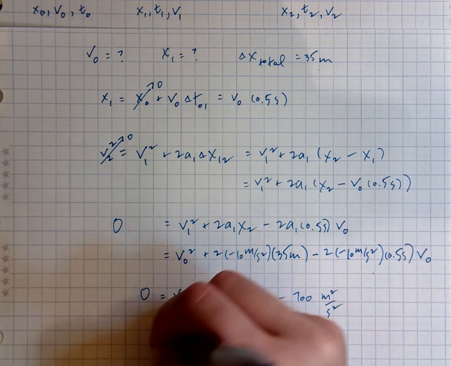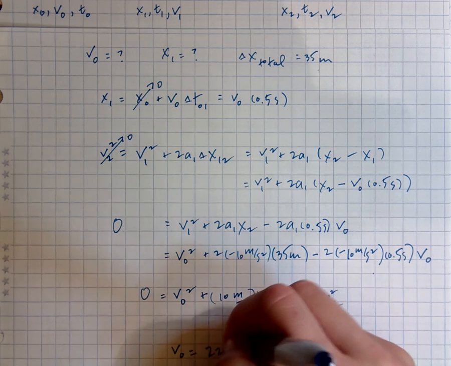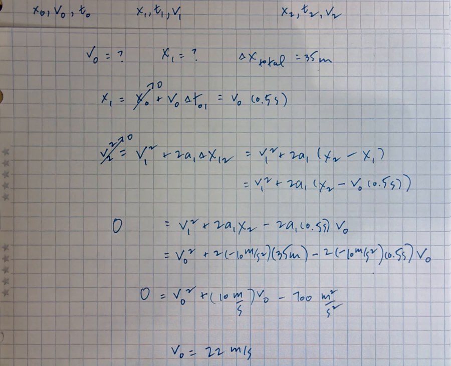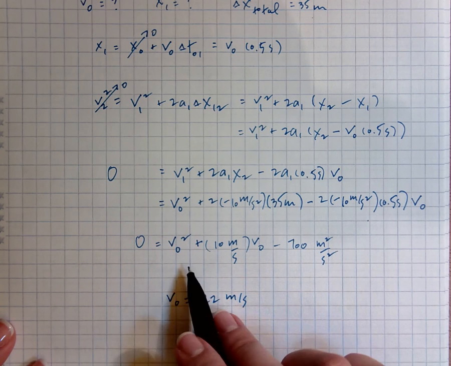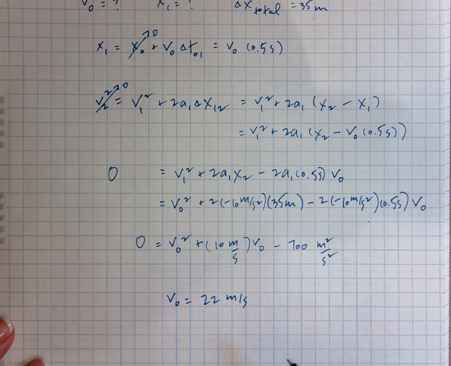V naught equals 22 meters per second. So if I put this equation into my TI-84 solver and ask it to solve the quadratic equation, of course you could also use the quadratic formula, you're going to get a positive root of 22 meters per second. The negative root doesn't mean anything.